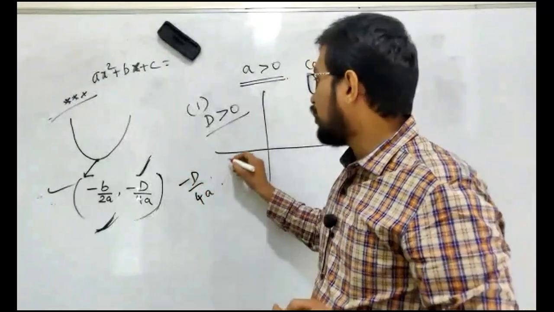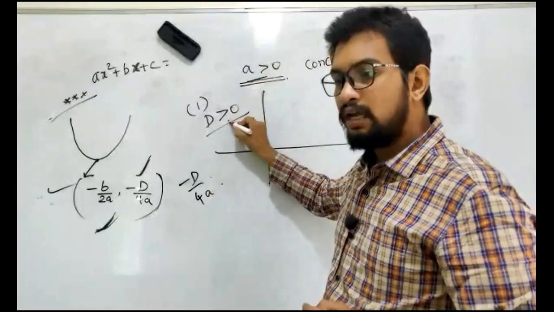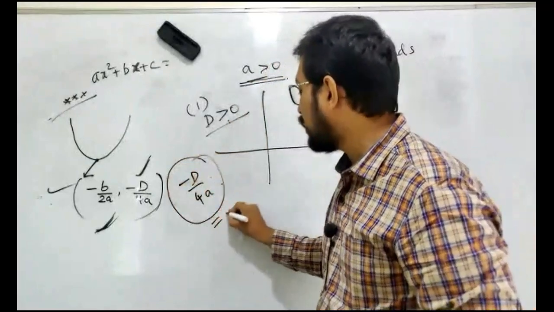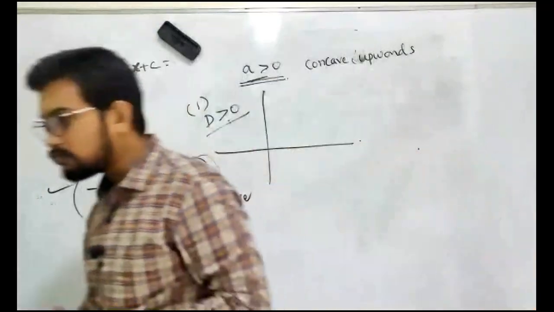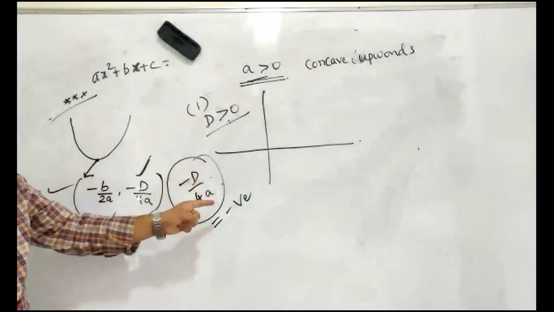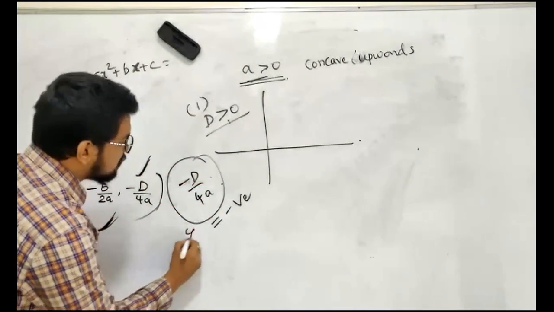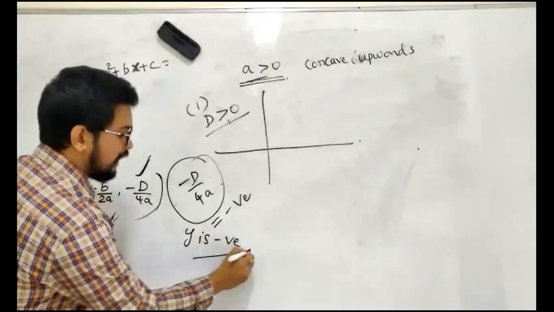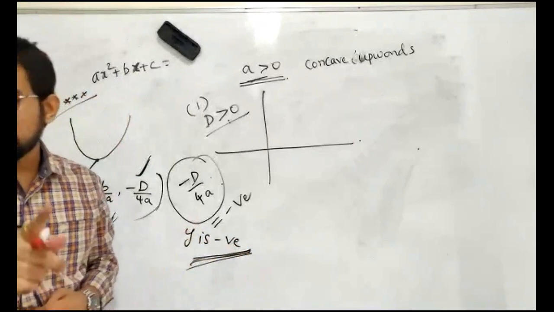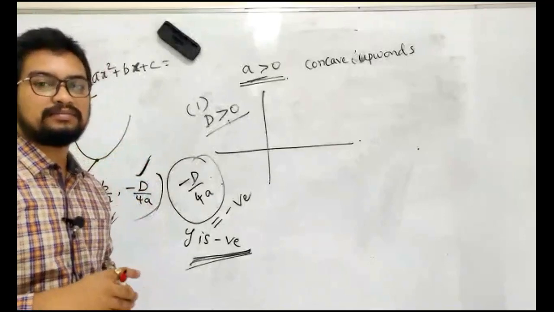Now this y coordinate, when d is greater than 0 and a is also greater than 0, what will it be? The y coordinate will be negative. Is it right? d is greater than 0 and also a is greater than 0, so this y coordinate will be negative. If y is negative, where will that graph be lying?